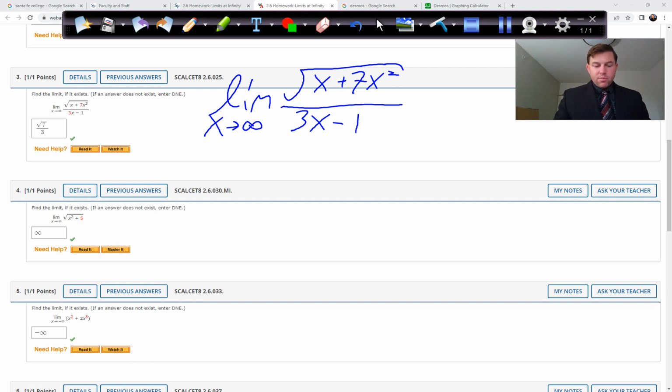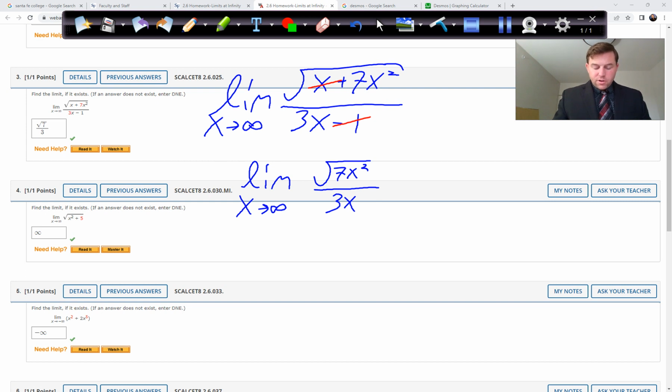Now I'm going to compare the top and the bottom separately, and I'm going to say 7x squared is going to grow really fast, because when I start squaring x, I get numbers like 10 becomes 100, 100 becomes 10,000, etc. So those numbers are going to grow so fast that this x is not going to matter. So let's get rid of it. Then I'm going to look at the bottom. This 3x is going to grow so much faster than 1, which is constant, that this minus 1 is not going to matter. So we're going to change this to the limit as x approaches infinity of just the square root of 7x squared divided by 3x.